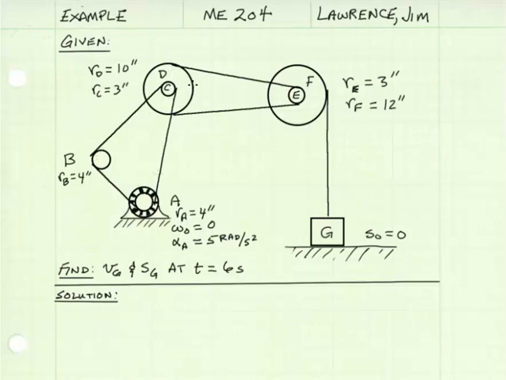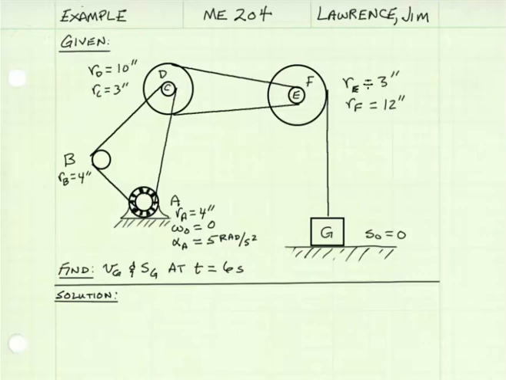C and D are connected together as one piece, and D is connected to pulley E with another belt. E and F are connected to each other, and F is winding up this rope to this block G, which is sitting on the ground. So B has a radius of 4 inches. The inner wheel on CD, C, has a radius of 3 inches. D has a radius of 10 inches.